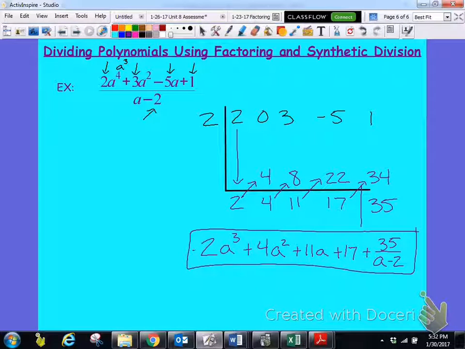So, don't let big problems intimidate you. Don't let them confuse you. When using synthetic division, it is simply bringing your coefficients and identifying any missing ones that might be there.